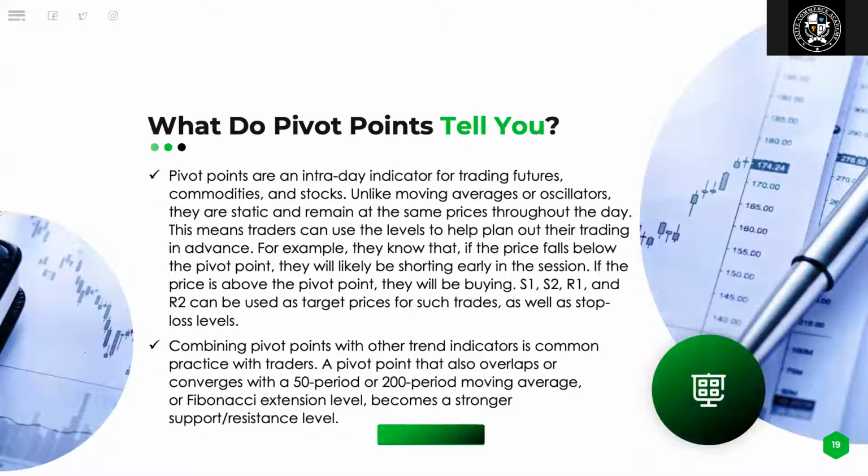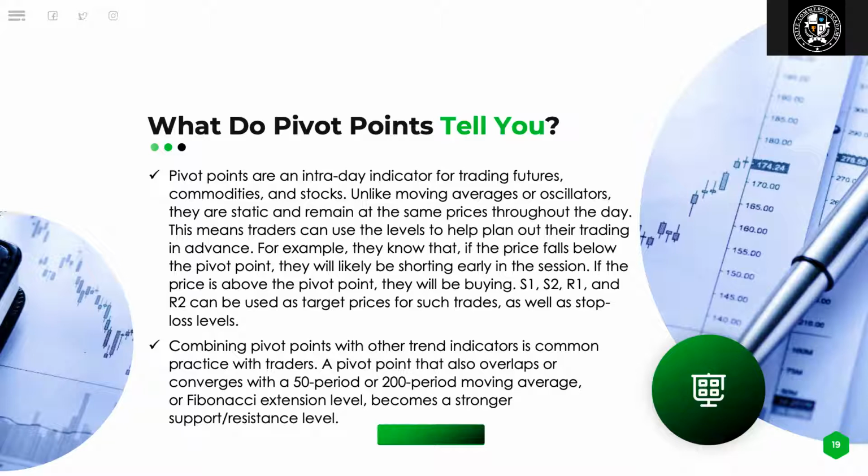Pivot points are an intraday indicator for trading futures, commodities, and stocks. Unlike moving averages or oscillators, they are static and remain at the same price throughout the day. This means traders can use these levels to help plan out their trading in advance. For example, they know that if price falls below the pivot point, they will likely be shorting early in the session. If the price is above the pivot point, they will be buying.